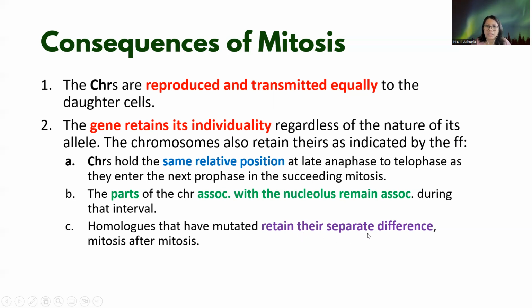Next, homologs that have mutated retain their separate difference mitosis after mitosis. So, if may mutation man or errors na nangyari during the process, during the cell cycle, okay, during the events that happen from prophase, metaphase, anaphase, telophase, if there were mutations or errors, magpapatuloy siya until the next stage or until the next cell division. So, yung mutation that happened, that's actually a process wherein may nag-change doon sa DNA sequence and that is actually copied from cell to cell. So, matatransfer siya. So, ibig sabihin, kung ano man yung mga changes in the DNA sequence, that will become a source of variation.